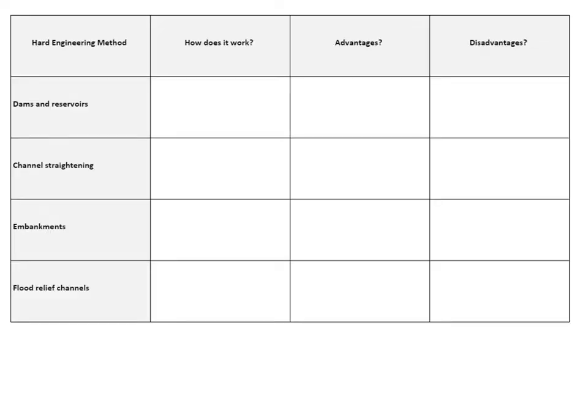So this is a table that we're going to be completing for the 4 methods down the left there. We've got how does it work, advantages and disadvantages. There's an expectation here that you will be able to evaluate these and also evaluate these against the 4 we'll learn about next lesson as well. So we need to know what's good and what's not so good about them to be able to do that.